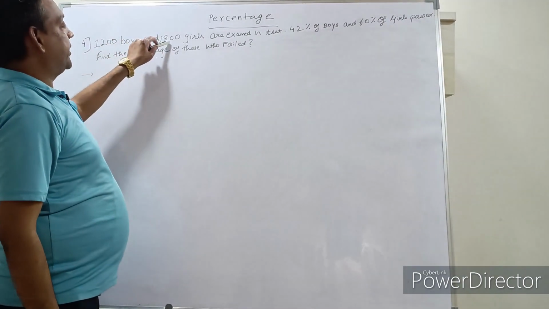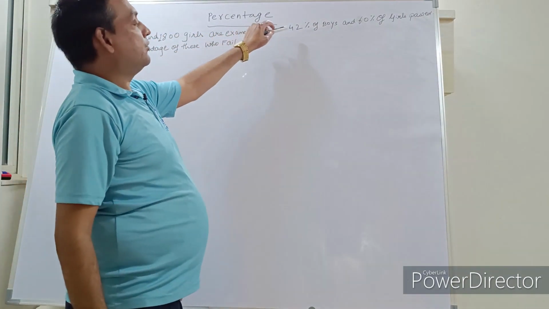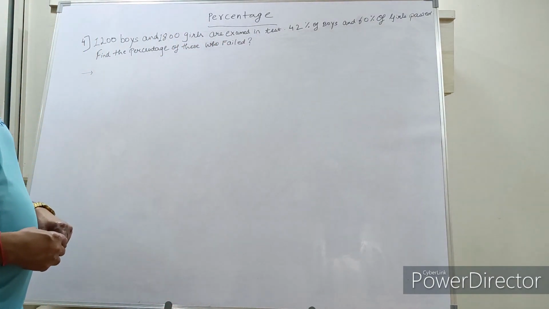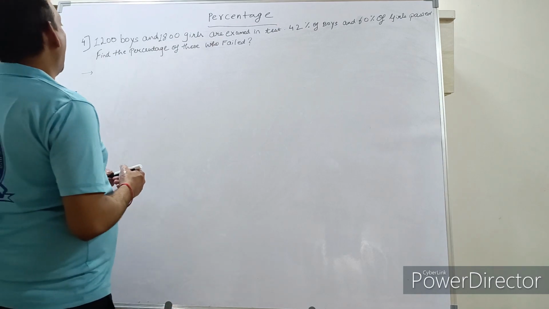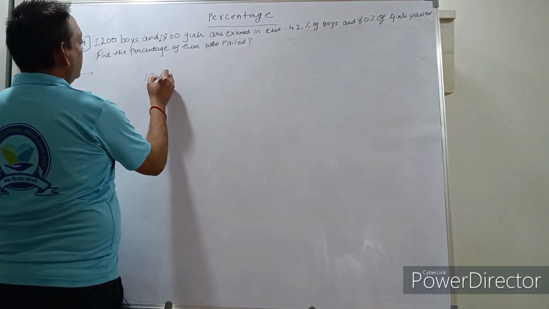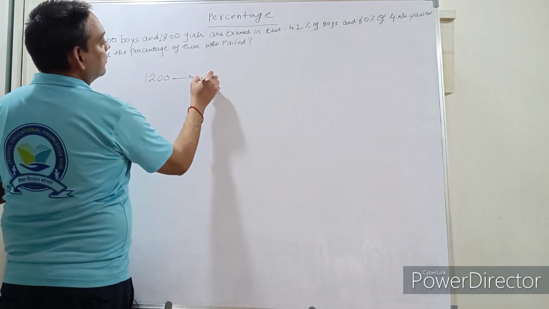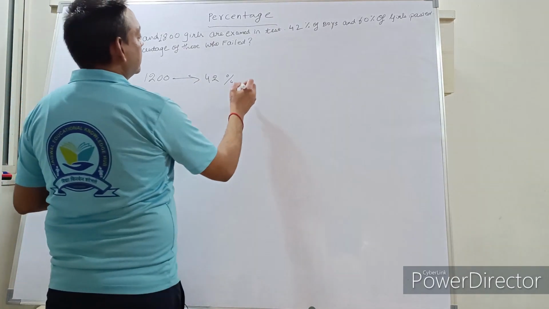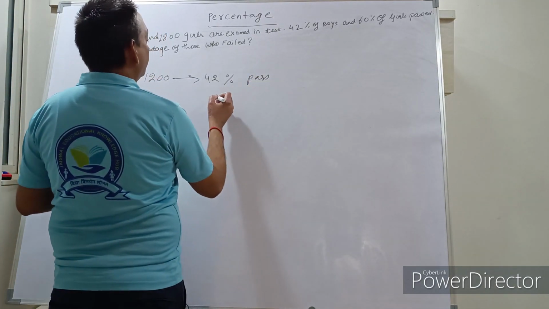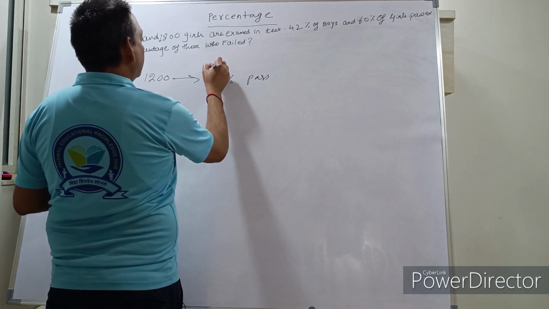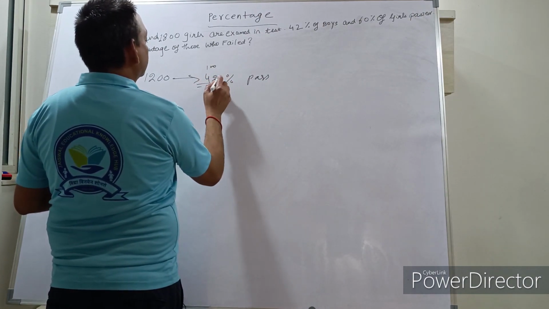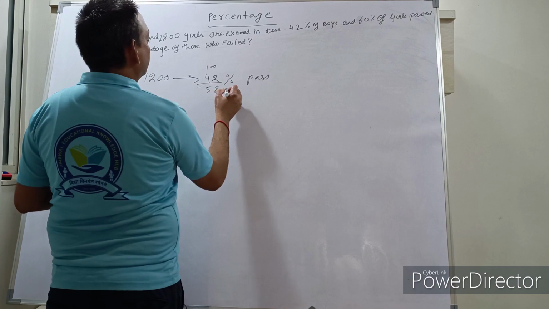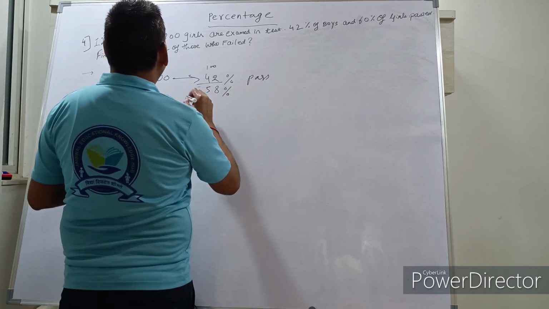Okay, next sum. 1,200 boys and 1,800 girls are examined in the test. 42% of the boys and 60% of the girls passed. Find the percentage of those who failed. Out of 1,200 students, 42% pass. So how many fail? 100 minus 42 gives 58. So 58% of the boys fail.